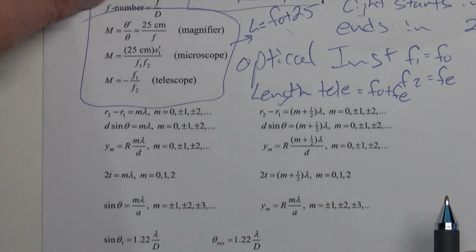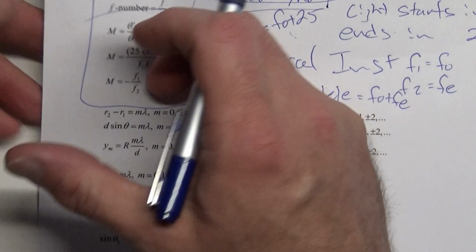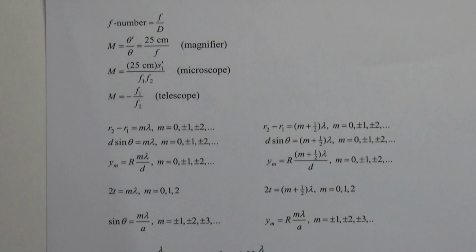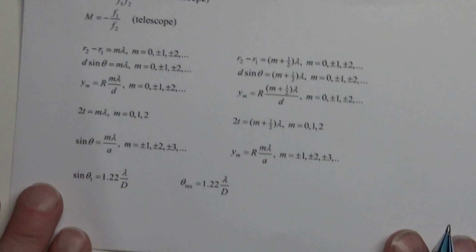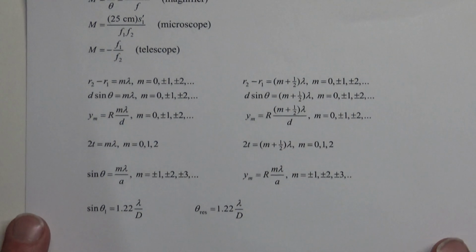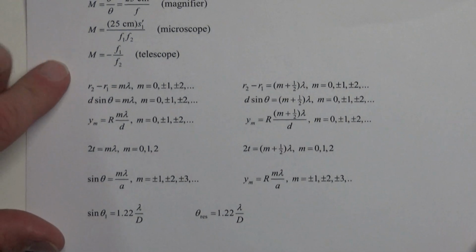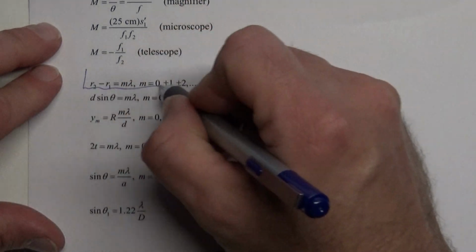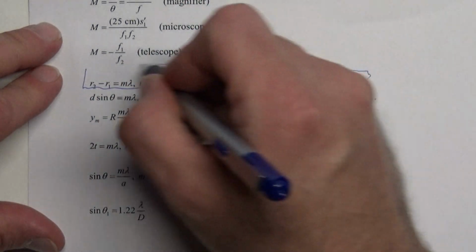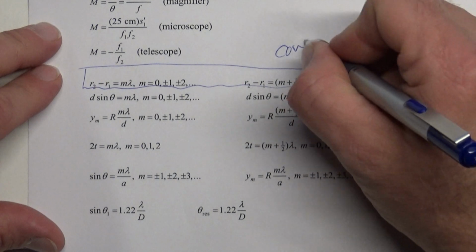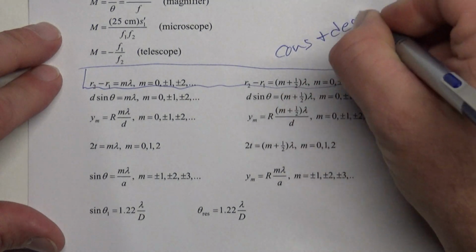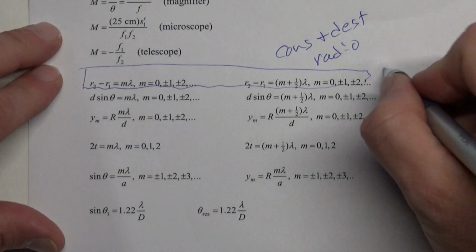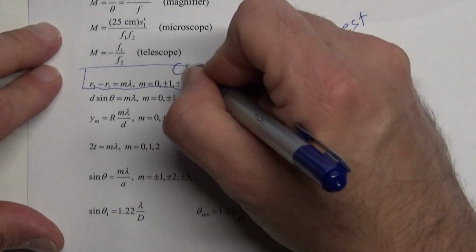All right, now down here we get to interference. So, yet again, I came prepared. We have a new one. Okay, and this is the last bit of this equation sheet stuff. All right, this right here, these two, are his way of doing constructive and destructive with radio towers. Okay, this one's the destructive, this one's the constructive.